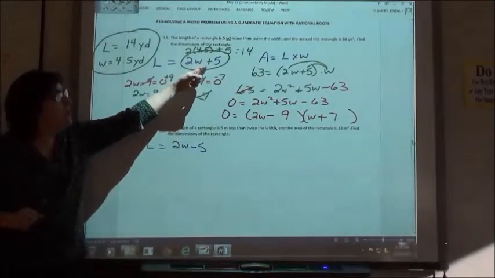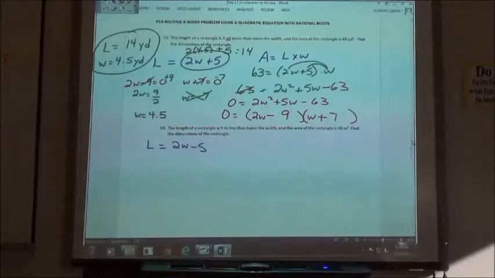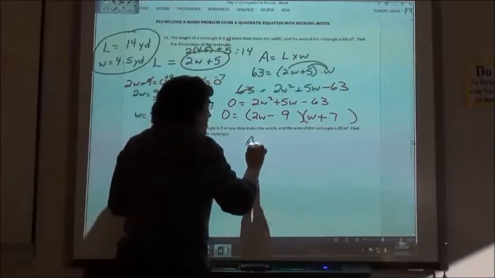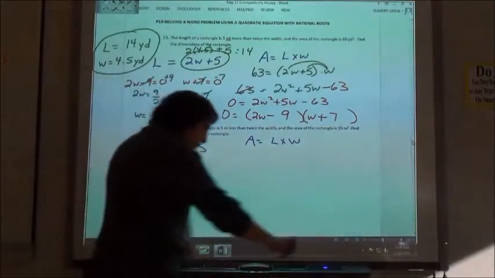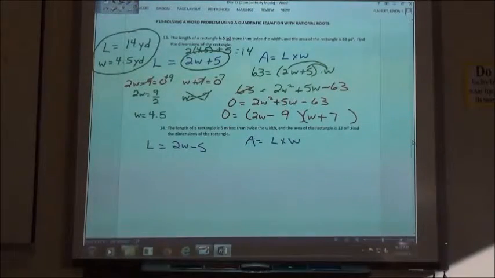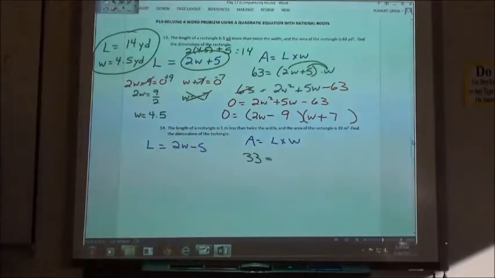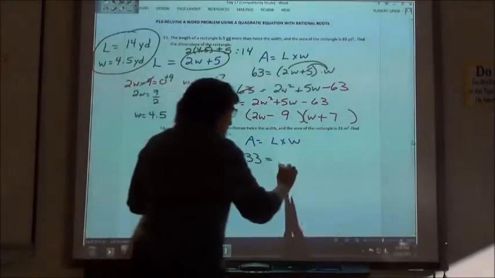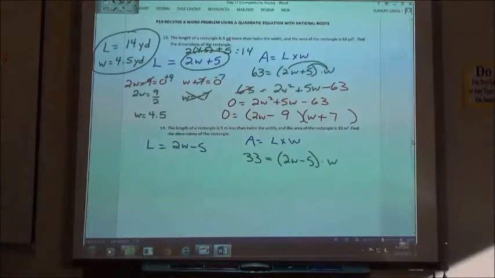The one up here was 5 yards more; this one's 5 meters less. The area of my rectangle is 33 meters squared. So we know that area is length times width. What number is the area? 33. So 33 equals, in for the length, our 2w minus 5 times our width that we don't know. So 33 equals 2w minus 5 times w.